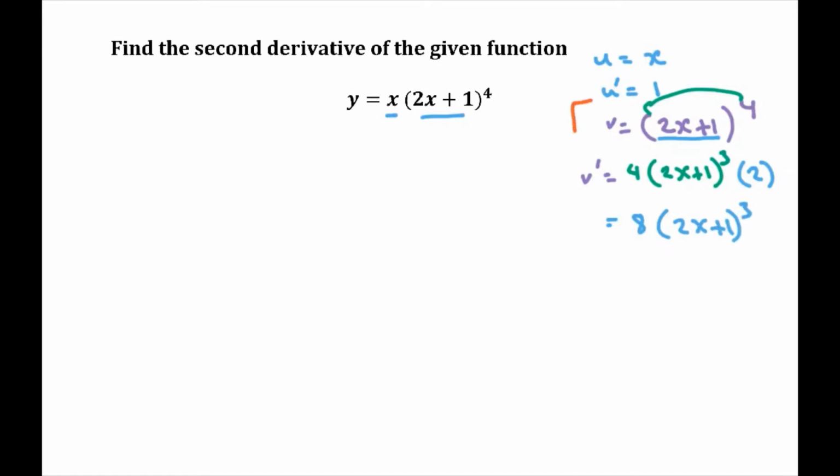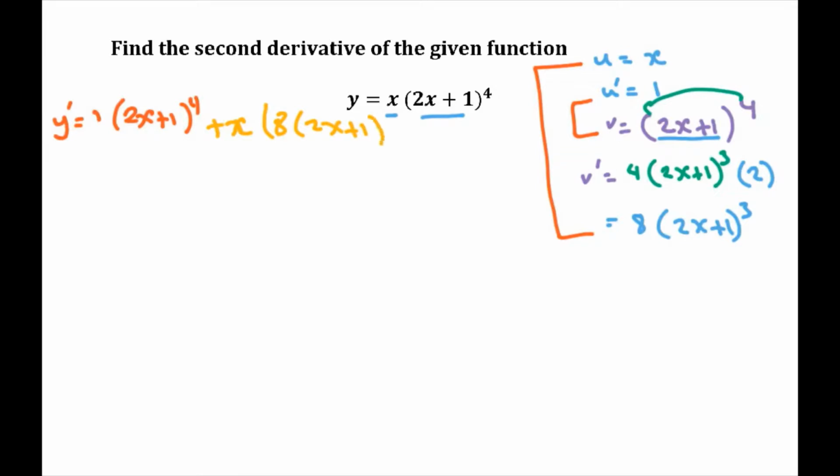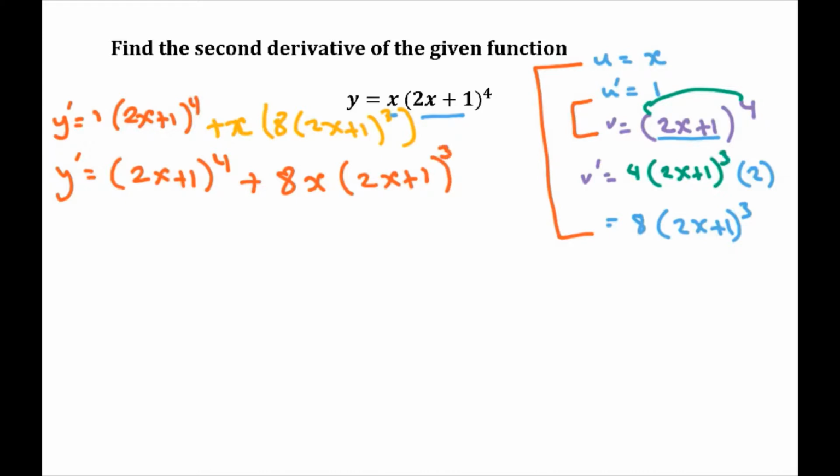Now u prime v plus u v prime. So y prime equals 1 times (2x plus 1) to the power of 4 plus u, which is x, multiplied by 8(2x plus 1) to the power of 3. Now you simplify. 8x (2x plus 1) to the power of 3.